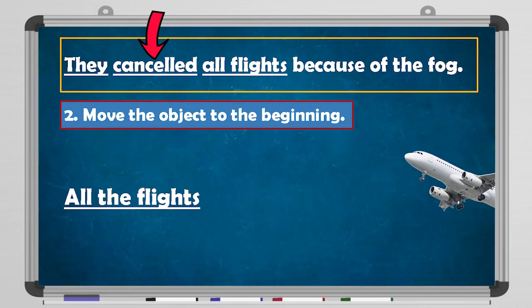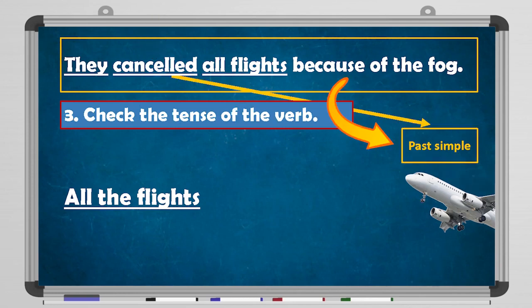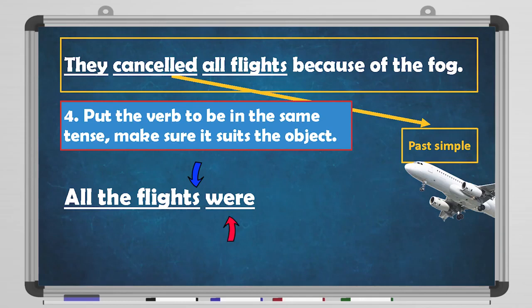As I mentioned, look at the verb in the active sentence and think, what is the tense of this verb? Cancelled is in the past simple. Remember, verb to be in the past simple is was or were. Now, how do I choose was or were? Look at the object. Is it singular or plural? All flights, plural. So I will choose were. Put the verb to be in the same tense. Make sure it suits the object. All flights were.